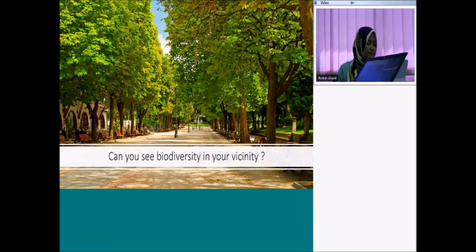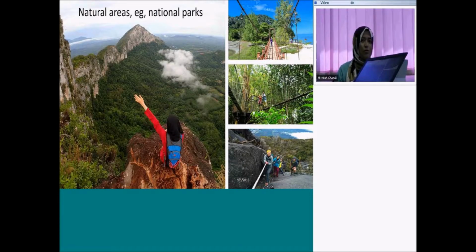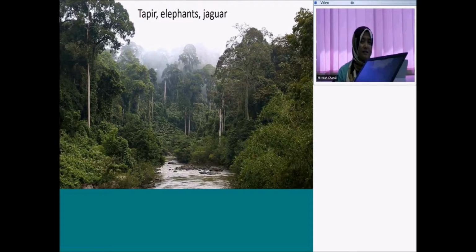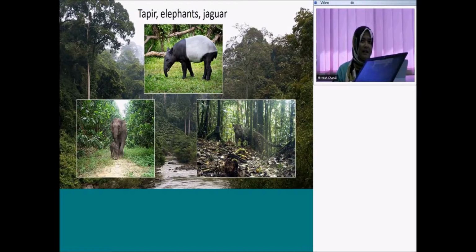A good place to see a lot of diversity is in natural areas. For example, national parks, by the beach, by the coast, in the forest. Go hiking and trekking, and you will see lots of diversity. In the forest, especially in the tropics, it's hard to see the diversity. You may not think that there are species, but there are a lot of them. They're all hidden in the forest. For example, the tapir, elephant, jaguar, and so many more, but they are mostly hidden, and you have to look really hard for them.